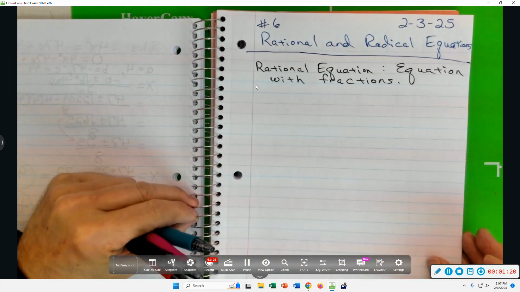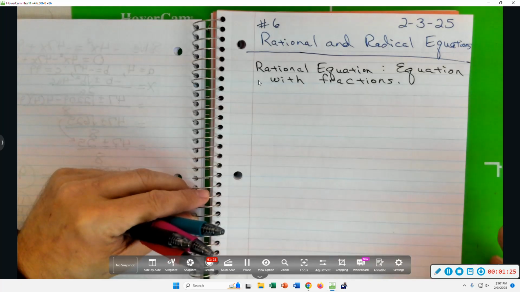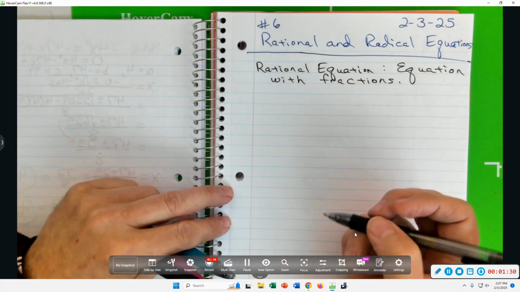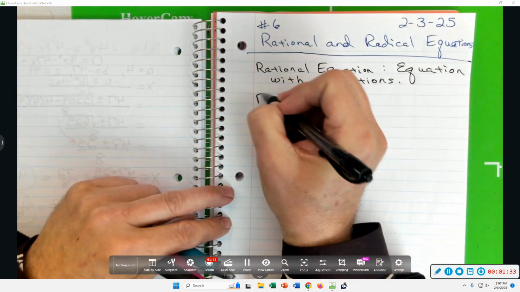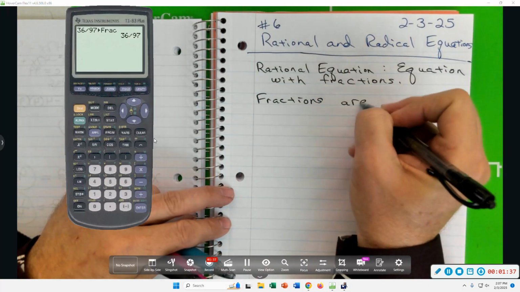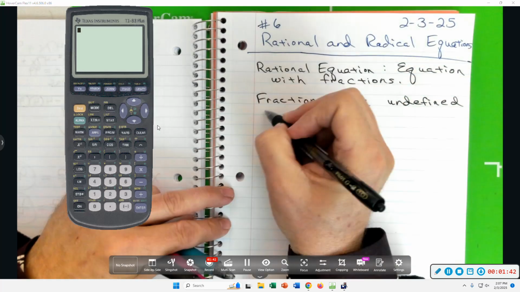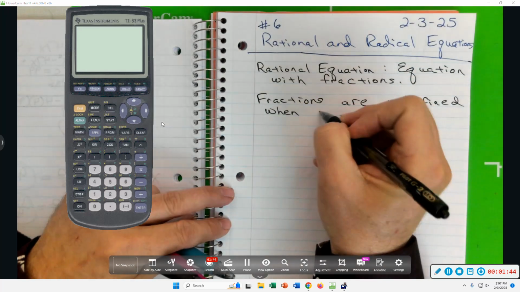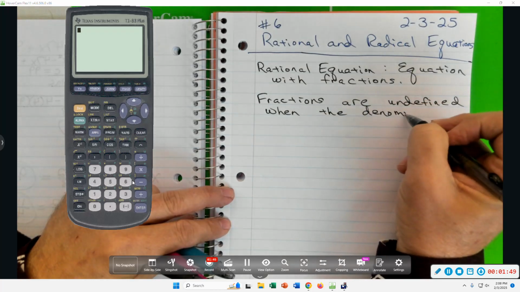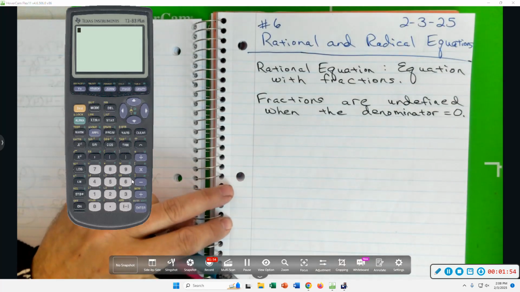We're going to start off with equations that have fractions. We're going to wind up solving an equation that doesn't have a fraction. That's our goal, to remove the fractions. And the problem is that fractions are not always defined. Fractions are undefined, meaning meaningless, when the denominator is equal to 0.